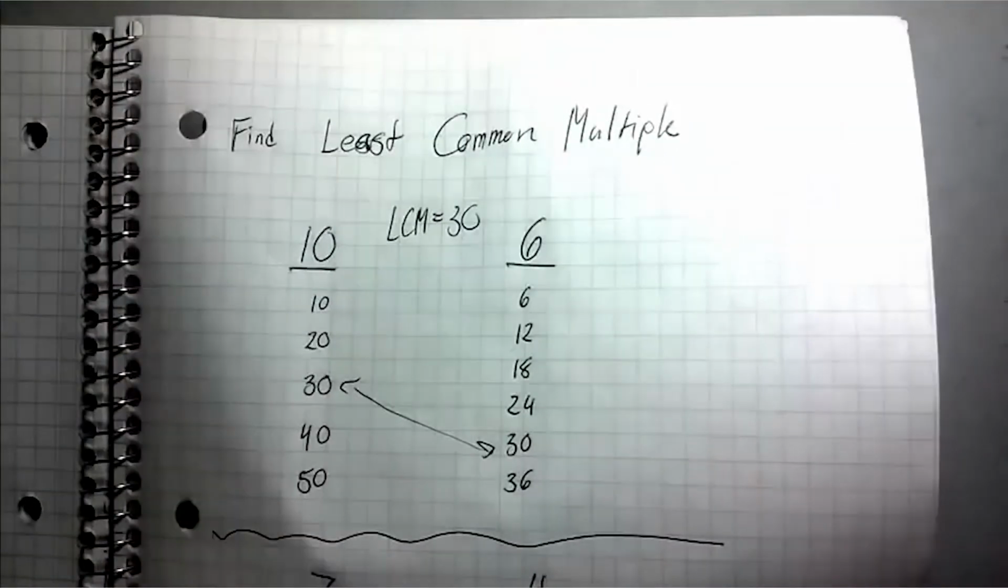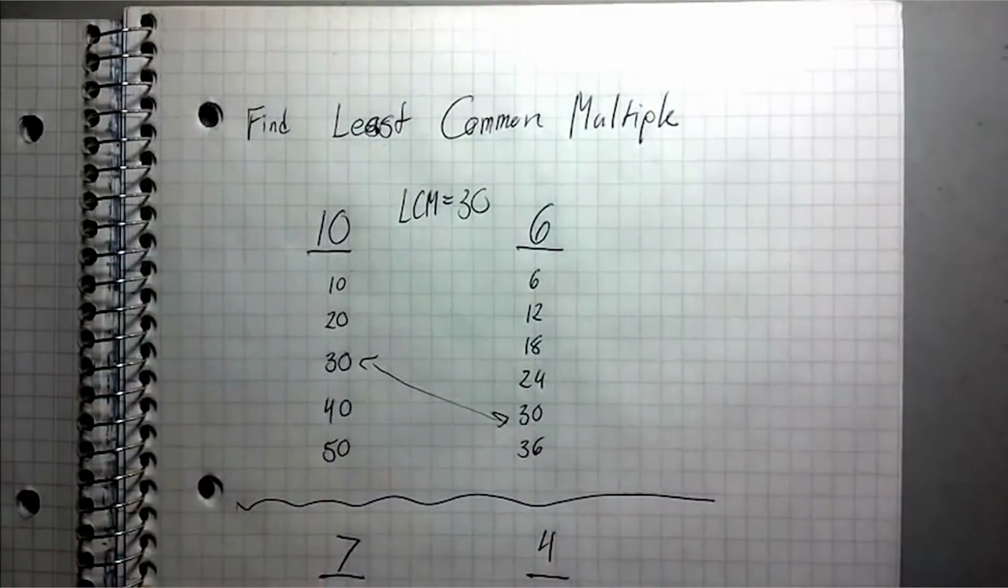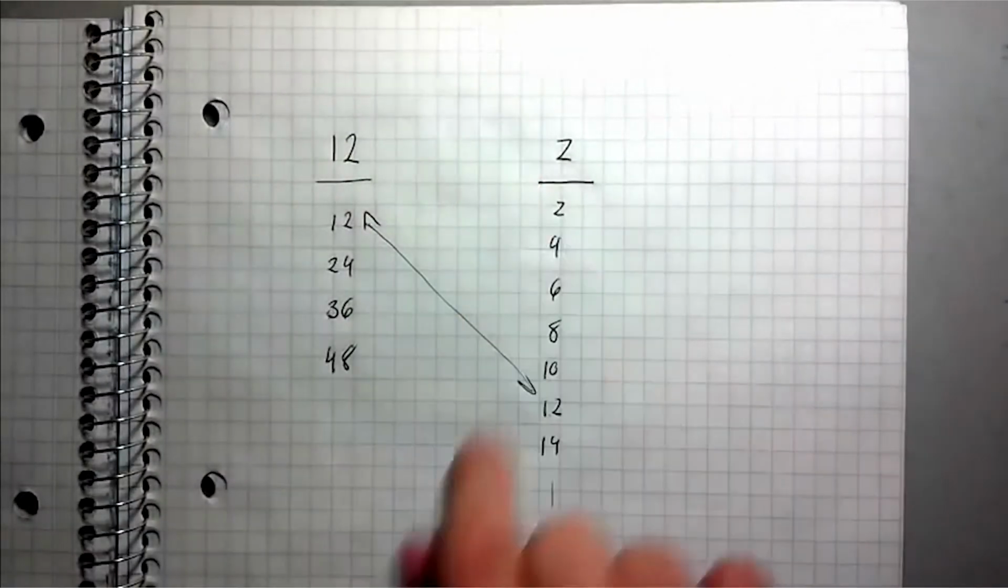Either A, you just have to find it the old-fashioned way. B, it's the numbers multiplied. Or C, one of the numbers itself is the least common multiple.